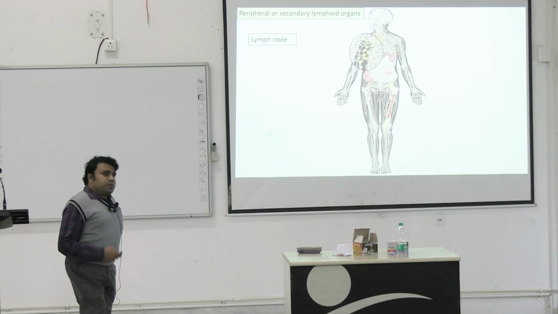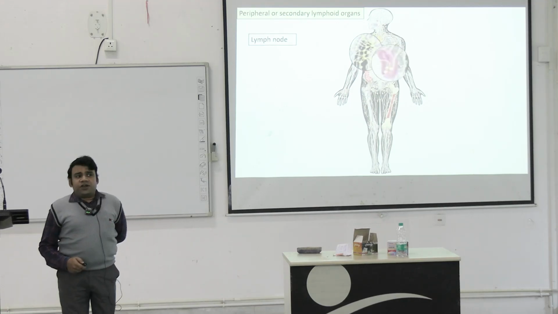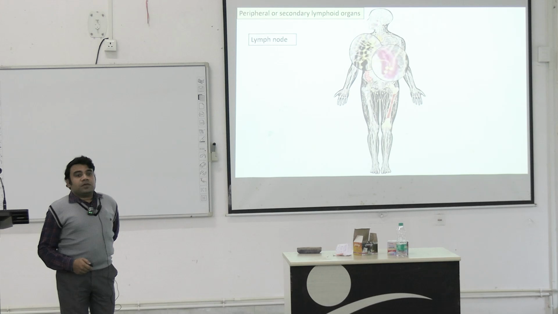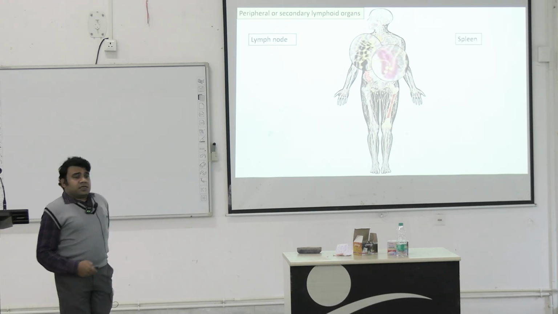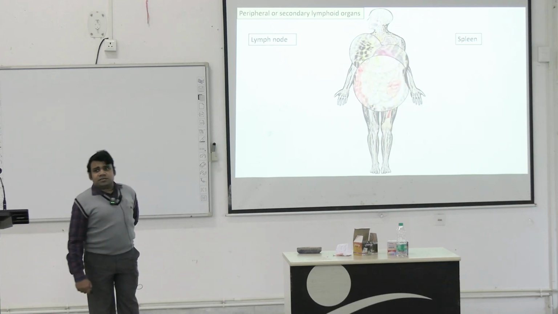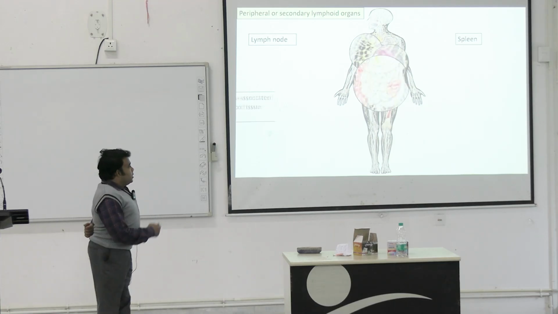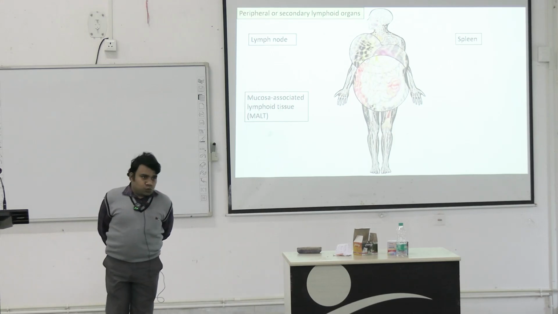Inguinal lymph nodes, axillary lymph node, mesenteric lymph node. Okay. Next would be a very important spleen. And last but not the least, there is a specific organ system that is called, any idea what this is? No. This is called the mucosa associated lymphatic tissue.